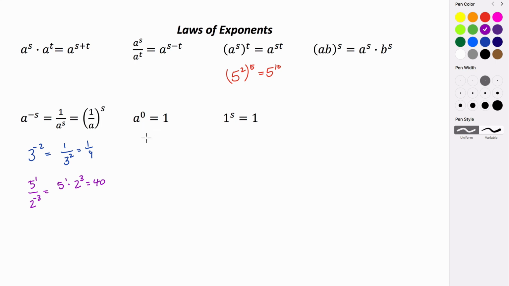This law says that if you have any base raised to the 0 power, it's 1. And this says that 1 to any power is 1. And these are the laws of the exponents. And we're going to use these quite a bit, not necessarily to directly solve problems, but in problems you'll see and have to apply these different laws of exponents.